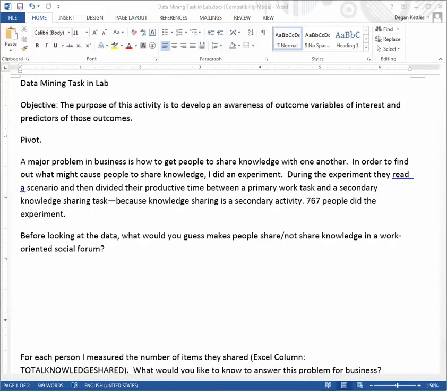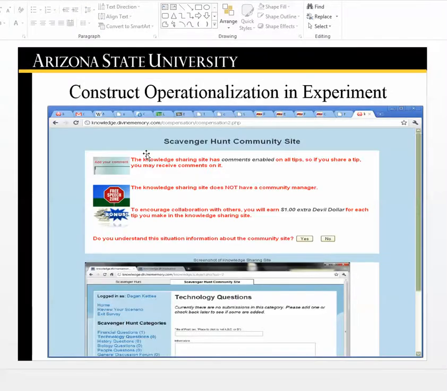And so my experiment gave people access to a Facebook-like work site. I gave them different things to read, scenarios. We call that treatments in experimental language. So here's some examples of this.